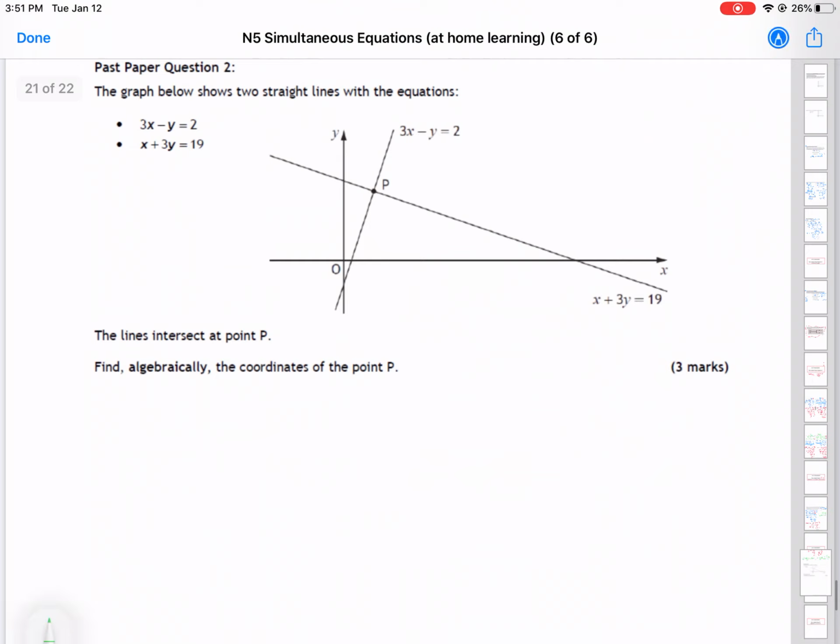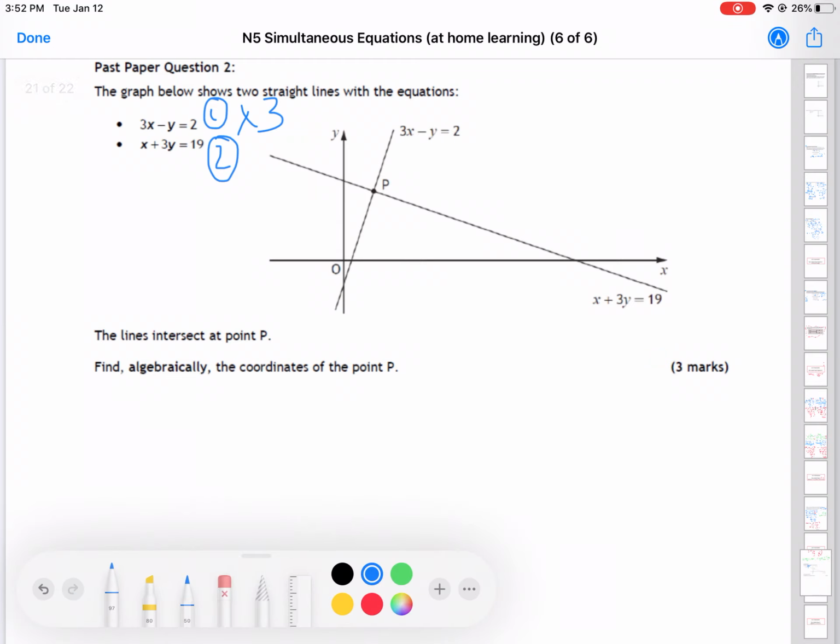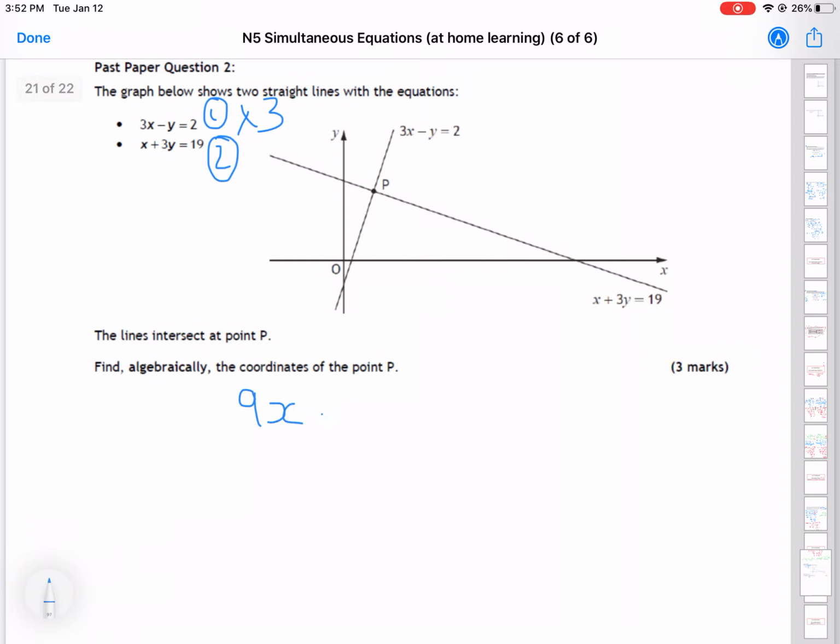Past paper question 2, so I spoke about this at the start, we're given these two graphically, but we have to use them algebraically. We have to solve them algebraically to then find the answer. We can't just pick off the point. So there is equation 1 and equation 2. I'm going to start by timesing the top one by 3. And that will give me the same number for the y's. Now if I do that, times the top one by 3, I get 9x minus 3y equals 6. On the bottom, x plus 3y equals 19. So that one's staying the same. I'm not changing that at all.